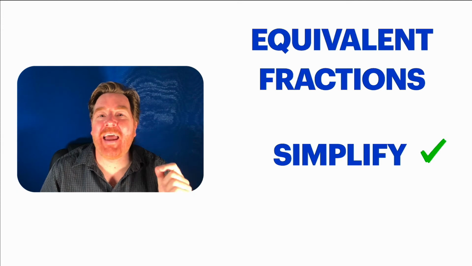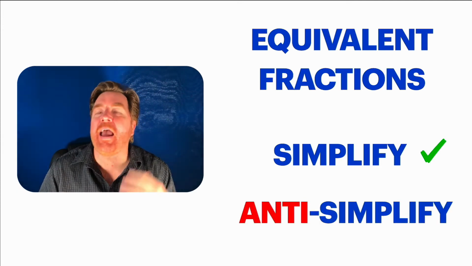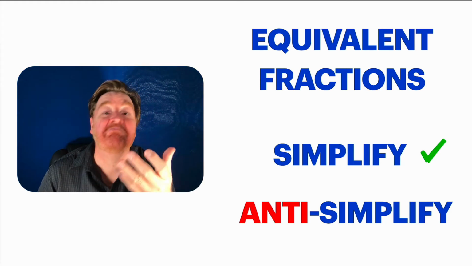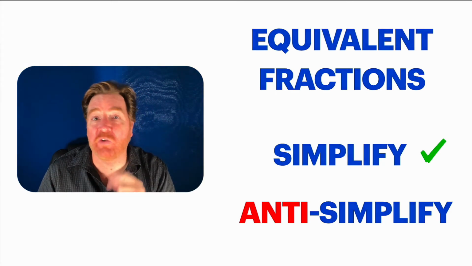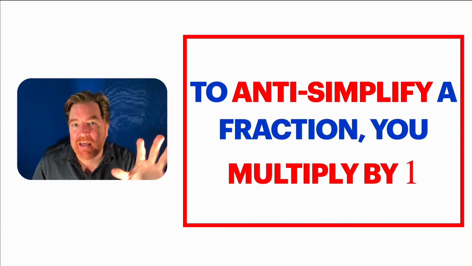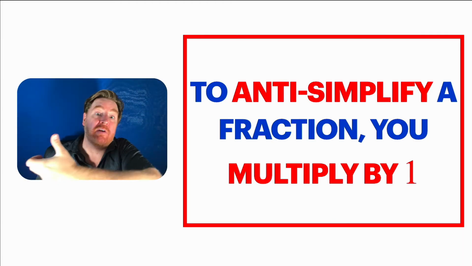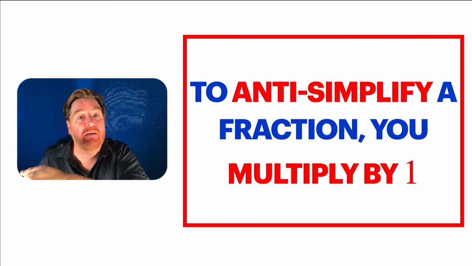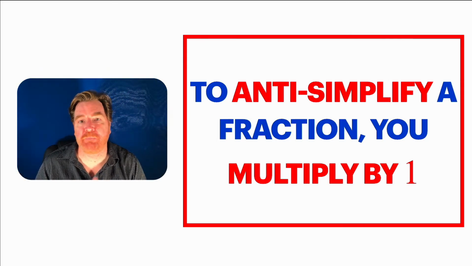then we call that anti-simplifying. And it works exactly the opposite of simplifying, hence the name. Okay, so it turns out if you want to anti-simplify a fraction, you multiply in a 1. Exactly the opposite of simplifying, where we factor out a 1. To anti-simplify, you multiply in a 1. You multiply by 1.